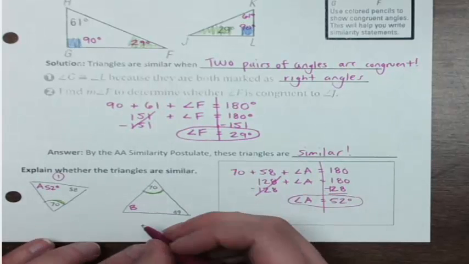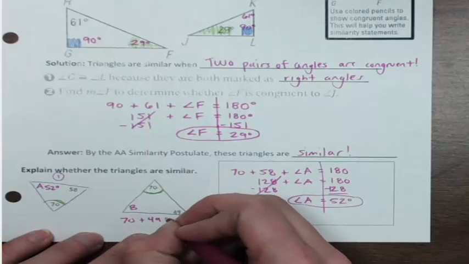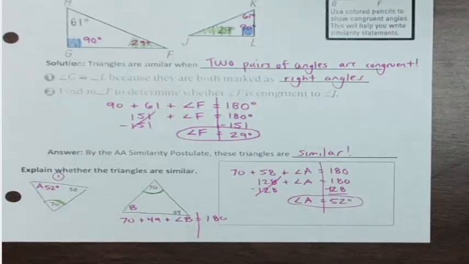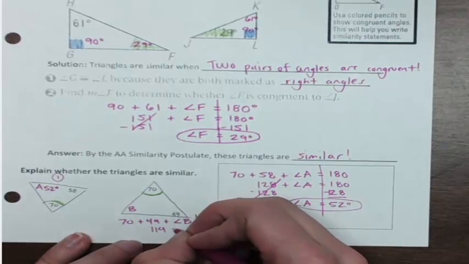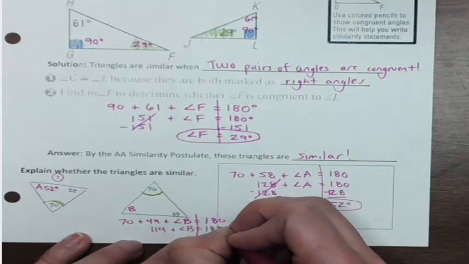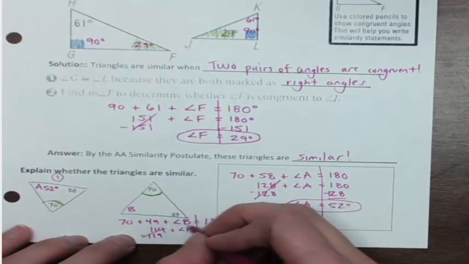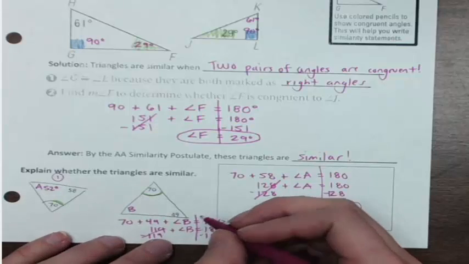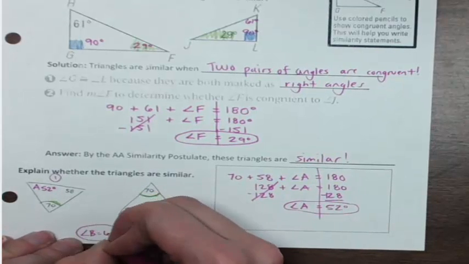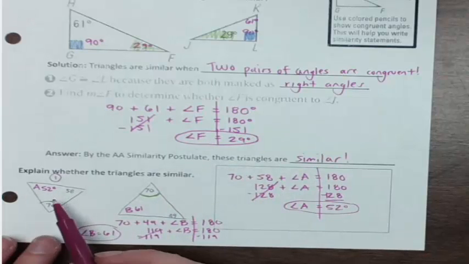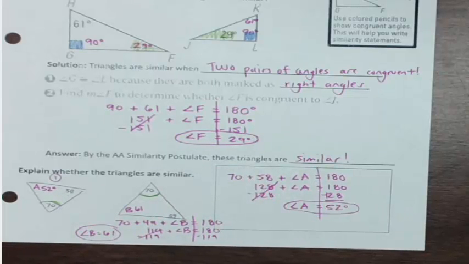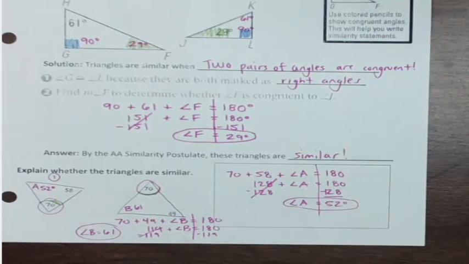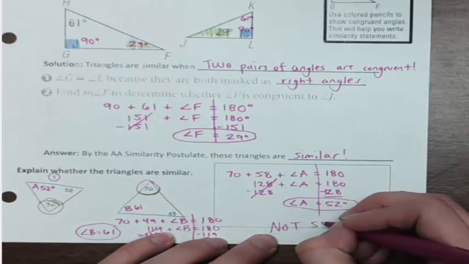So for this problem, I have 70 plus 49 plus angle B equals 180. When I add 70 and 49 together, I get 119 plus angle B will equal 180. I now have to subtract 119 from both sides. And 180 minus 119 gives me that angle B is 61 degrees. Okay, so do both of these triangles share two angles that are the same? They share the 70. They don't share anything else. So these are not similar triangles.